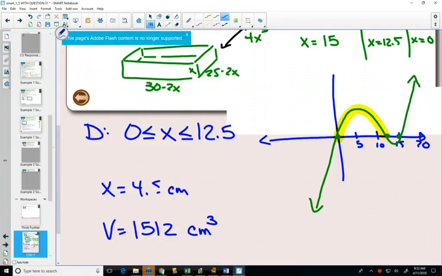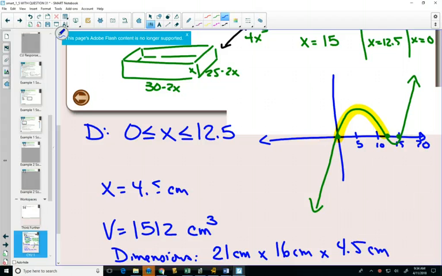And our dimensions now will be 30 minus 9, 21 centimeters, by 25 minus 9, 16 centimeters, by 4.5 centimeters. There are the dimensions of our box.